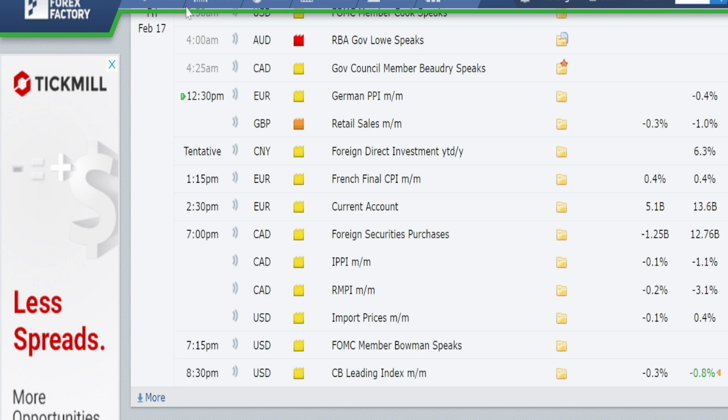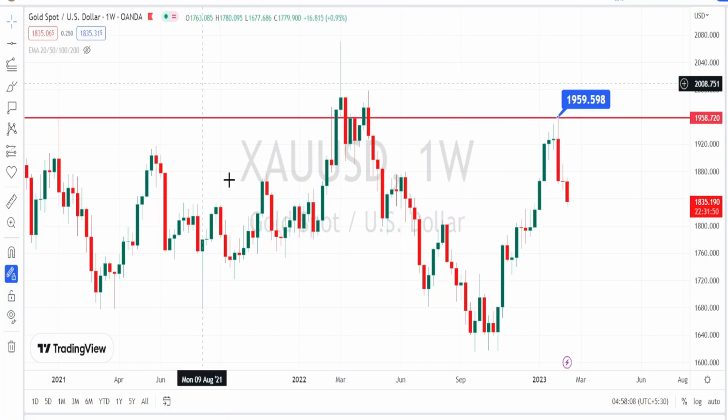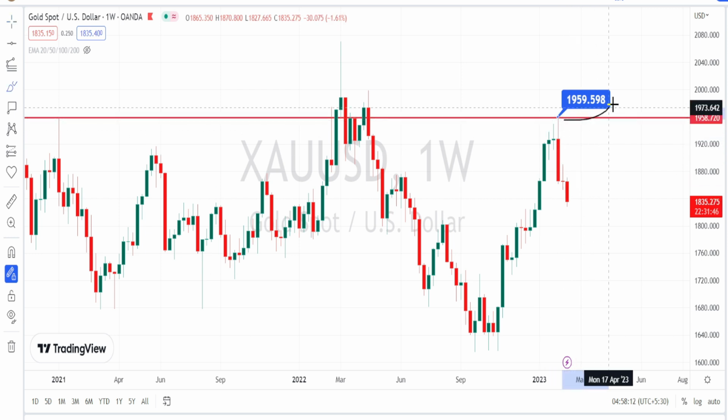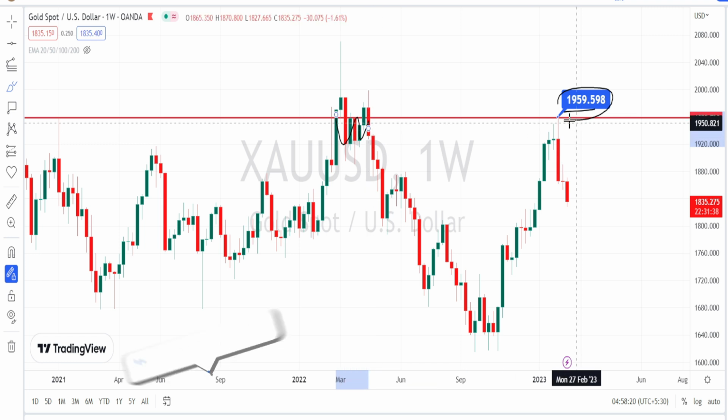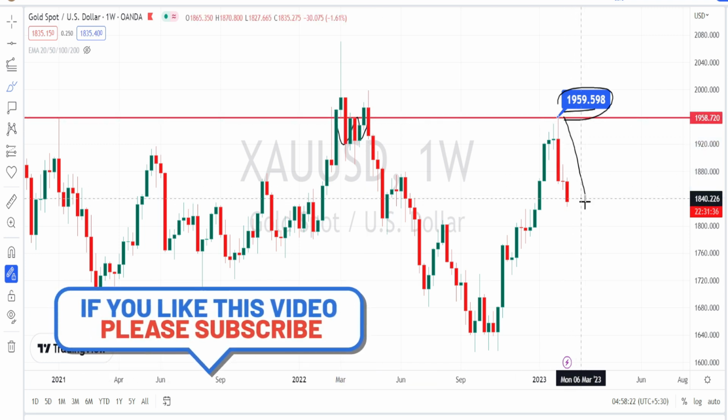Let us begin with our gold analysis. I'm in the 4 hours time frame now. When we look at the price action in the 4 hours time frame, we have noticed the price action test the resistance level of 1959, which was a resistance zone in the past price action, and we are noticing the price action continuously trend on the bearish side.